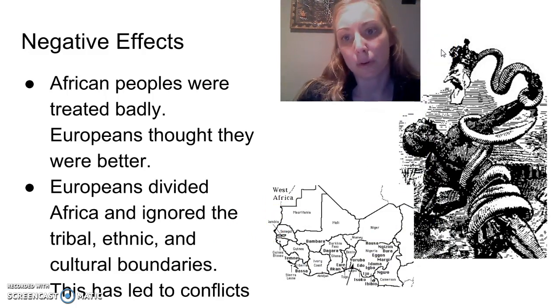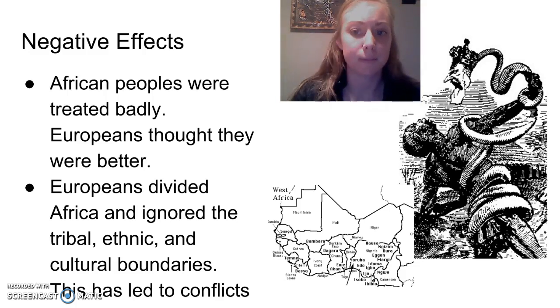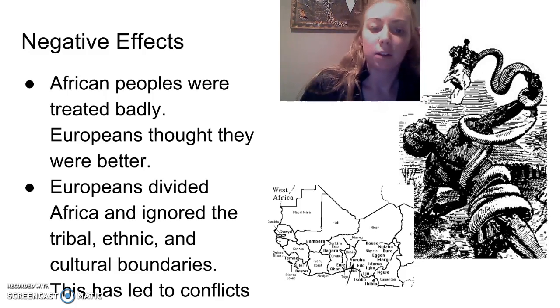The negative effects are more easy to think of when it comes to imperialism. First off, African people were treated very poorly in all of the colonies. They weren't treated as equals. The Europeans thought that they were a lot better than Africans were. And that's that whole idea of racism and the ideological motivation that we talked about for imperialism, how Europeans thought they were better, and that they should bring other people to civilization or advance them so they could be like the Europeans.